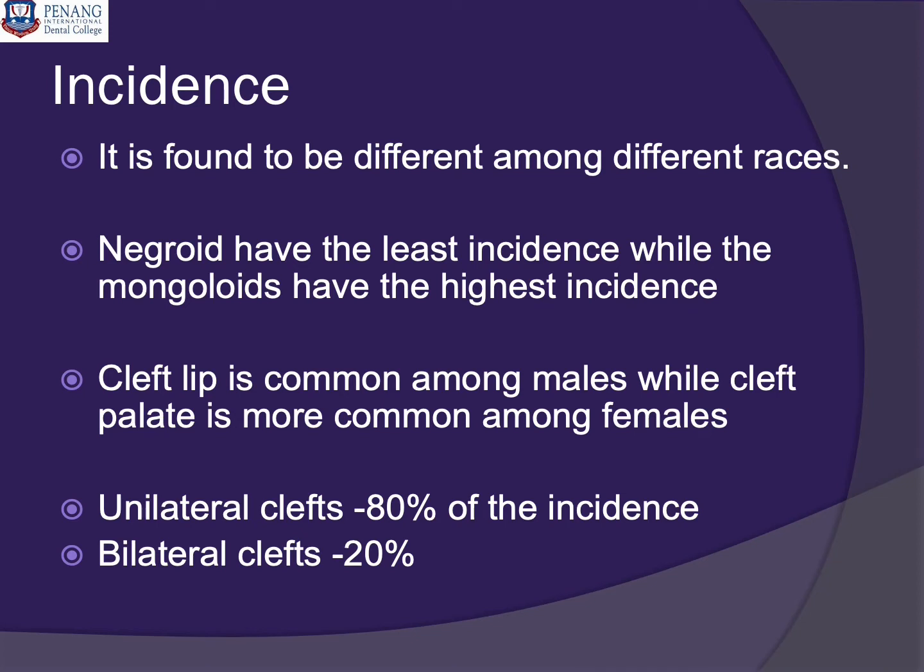Do you know what is the difference between Negroid and Mongoloids? So Negroid is the people who live around South Africa, and the Mongoloid is what we can call Asian people, because they live in the northern part of China. So cleft lip is common among males, while cleft palate is more common among females. The incidence for unilateral cleft, meaning one-sided cleft, is around 80%, while bilateral cleft, both right and left cleft, is around 20% of the incidence.